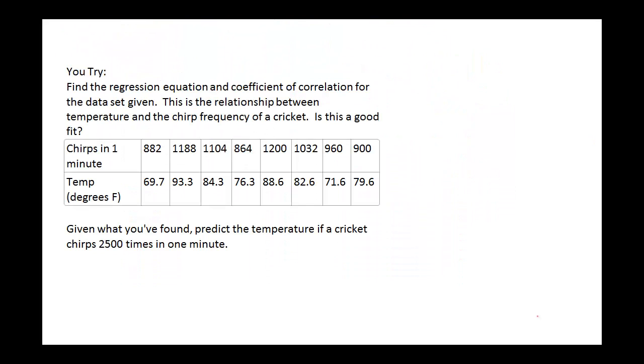So here's a problem for you to try. I'm going to have you find the regression equation and the coefficient, and then determine whether that is going to work as a model or not. This is about the number of chirps that a cricket makes versus the temperature. Based on what you find, you're going to try and predict what the temperature is if you have 2,500 chirps per minute.